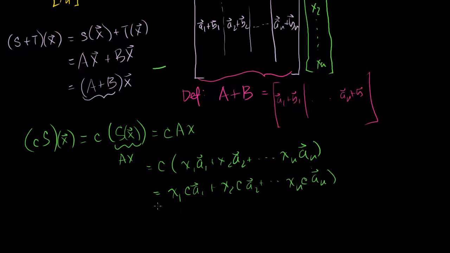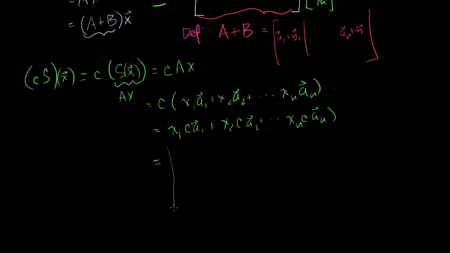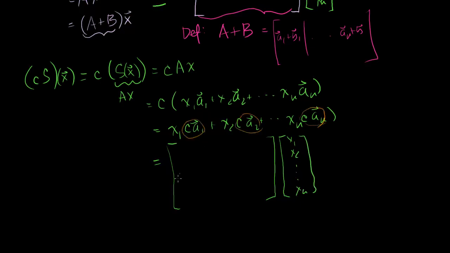Now, what is this equal to? This is equal to some new matrix times x. This is equal to some new matrix, let me make that here, times x1, x2, all the way to xn. And what is that new matrix? What are the columns of the new matrix? Well, the columns are now that, all the way to that. So the columns of this new matrix are c a1, c a2, all the way to c an.